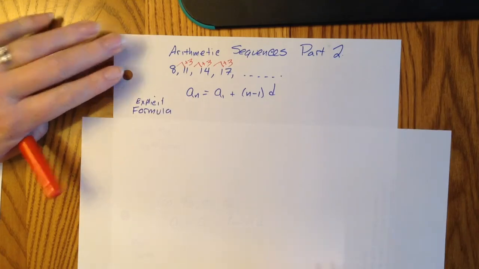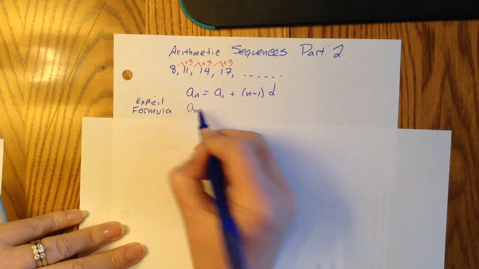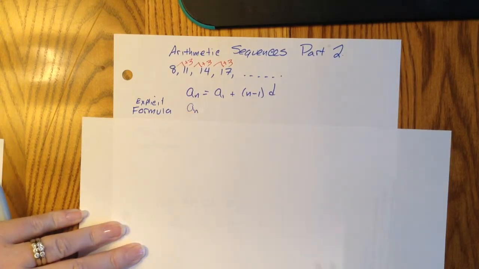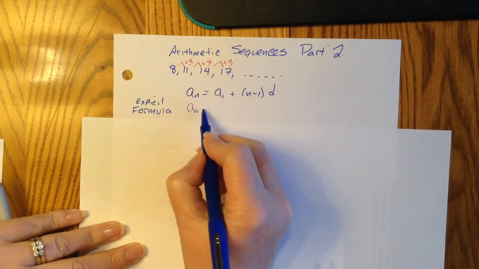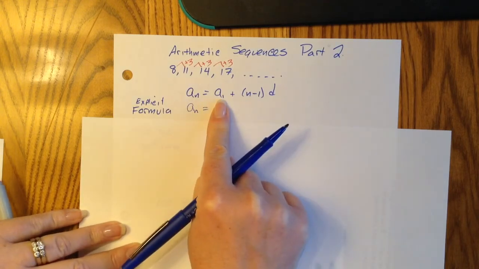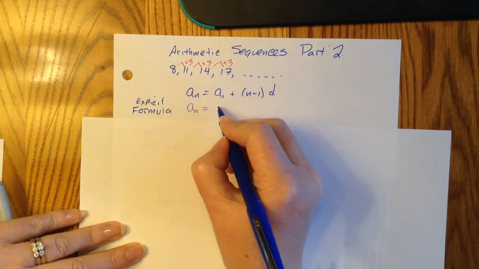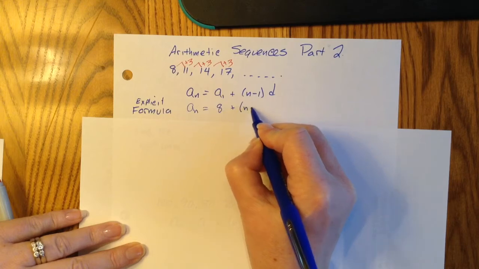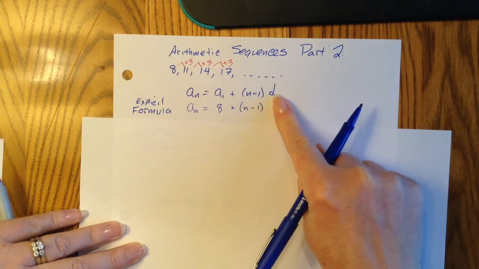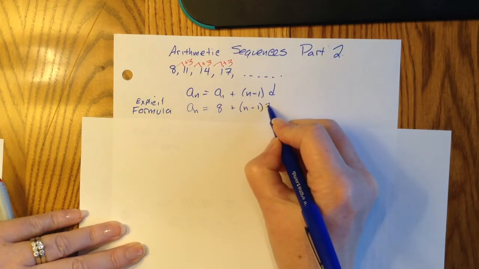Alrighty, explicit formula. The n is the variable, so a sub n stays a sub n. We fill in the first term of the sequence. Where would you find that? I would find that in the front. It's the first number. N stays an n. D is the common difference. It's the number that we added every single time.